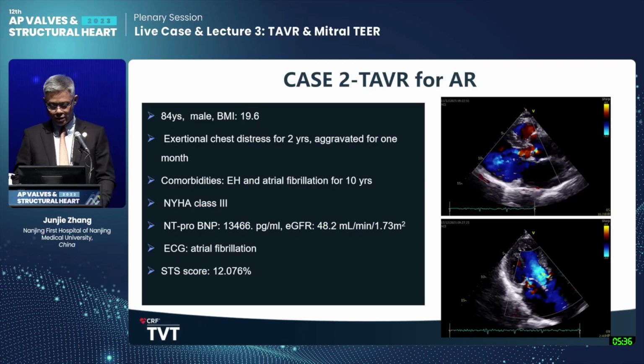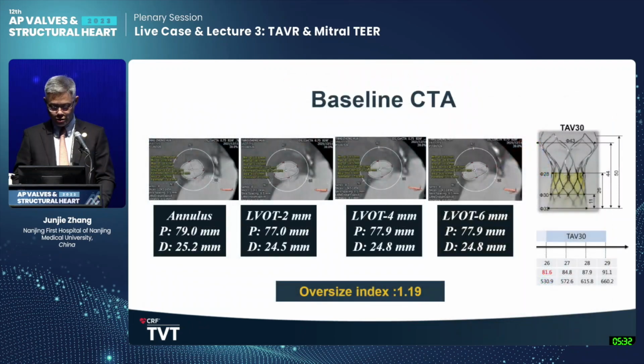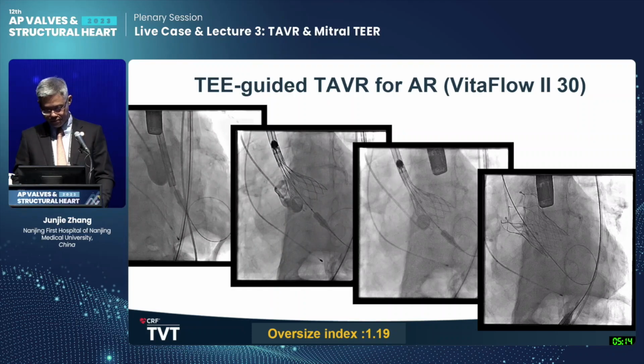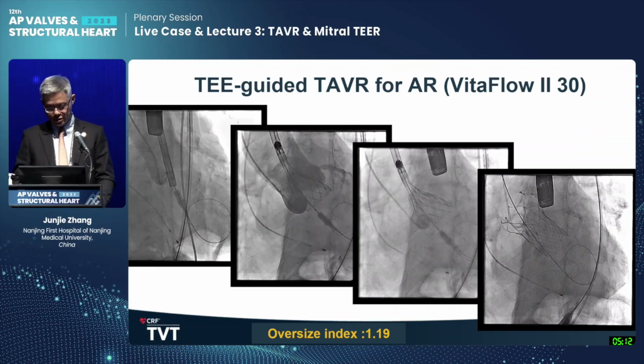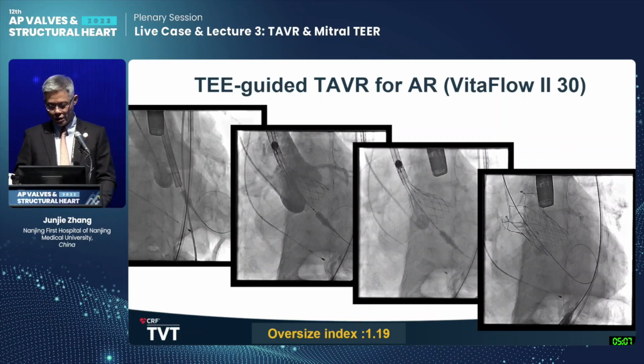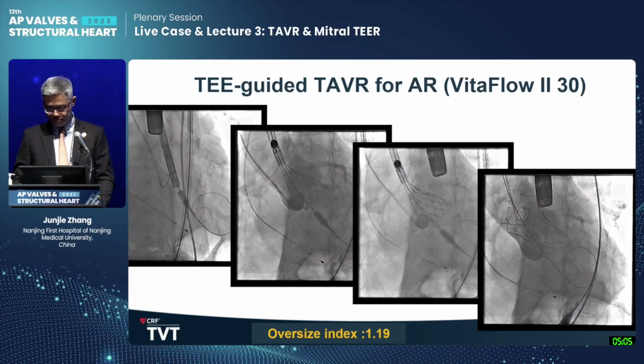This is the second case, also with heart failure and severe aortic regurgitation. According to the CT analysis, we selected the 30 millimeter VitaFlow valve with the oversize index of 1.19. With the same procedure under general anesthesia and TEE guidance, we successfully deployed this second-generation self-expanding valve. The result is good.